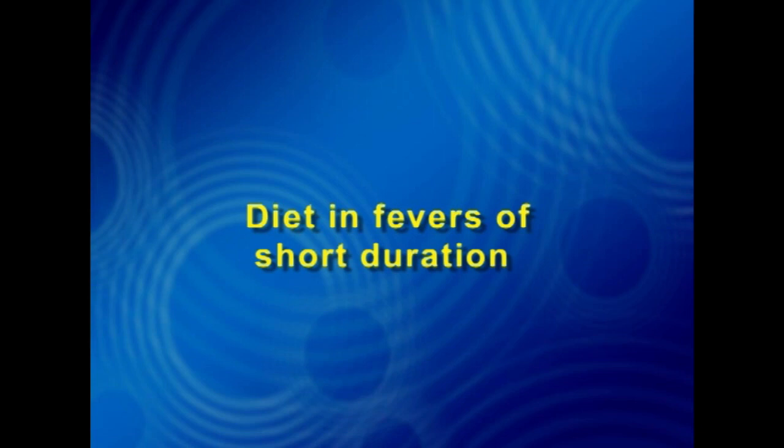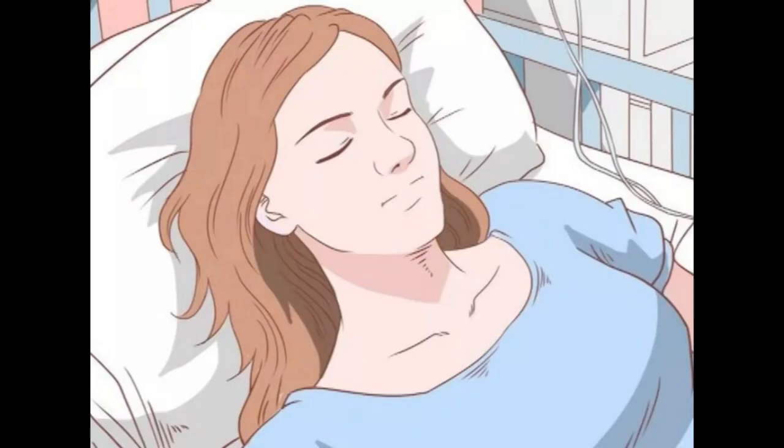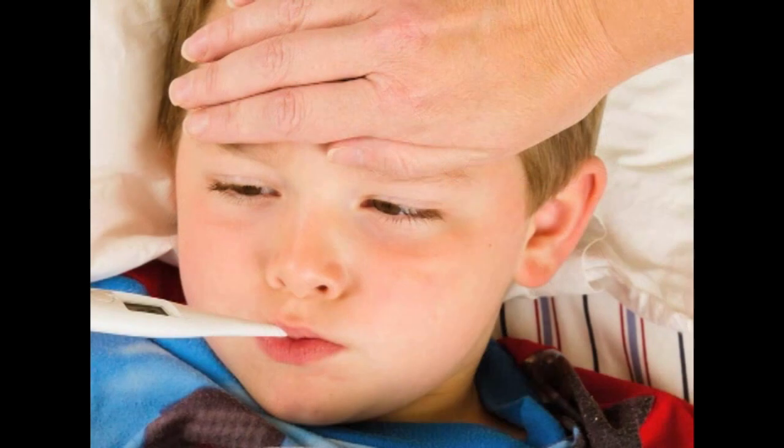Now, we will have a look at the specific fevers and how they should be treated. Diet in fevers of short duration. An example is typhoid fever. Typhoid is an infectious disease with an acute fever of short duration and occurs only in humans. Now, this is caused by Salmonella typhi.